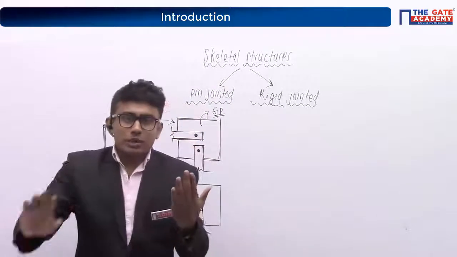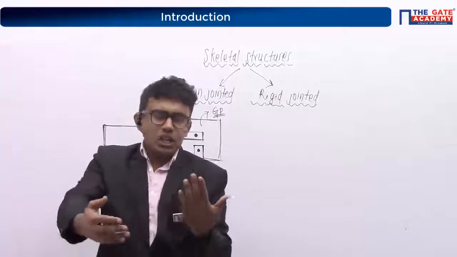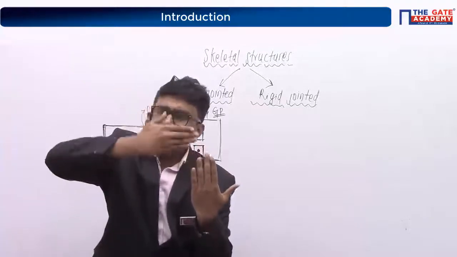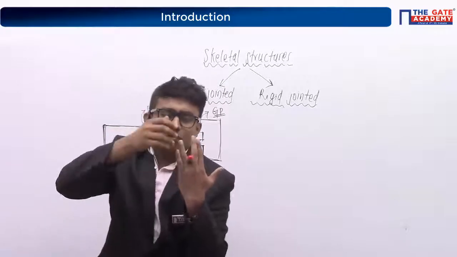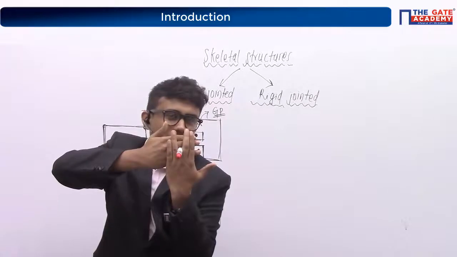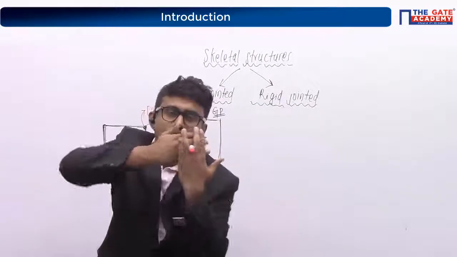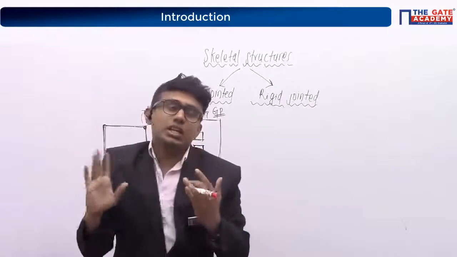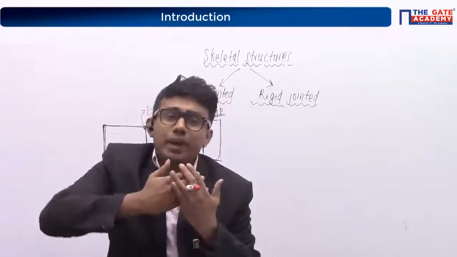These two members are there. You will understand this when we talk about rigid joints. When there is a pin connection, one member will be connected to the other member with a single pin or single rivet. The rotations of these two members will be entirely different, or I will say independent of each other.